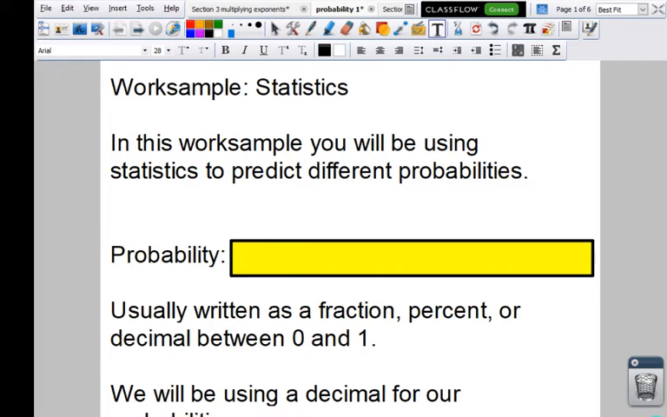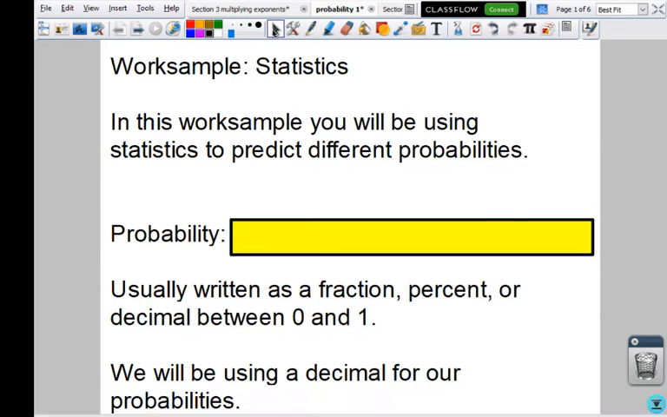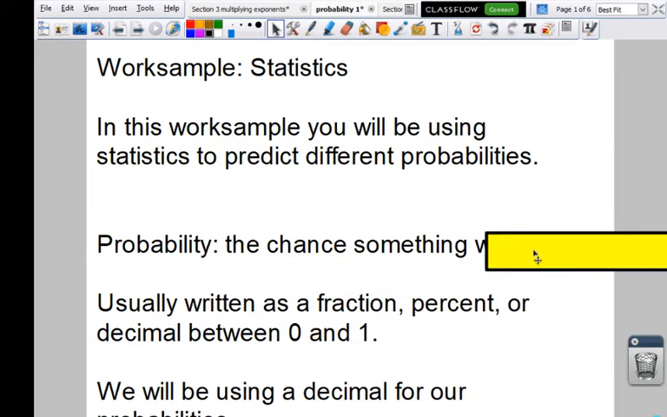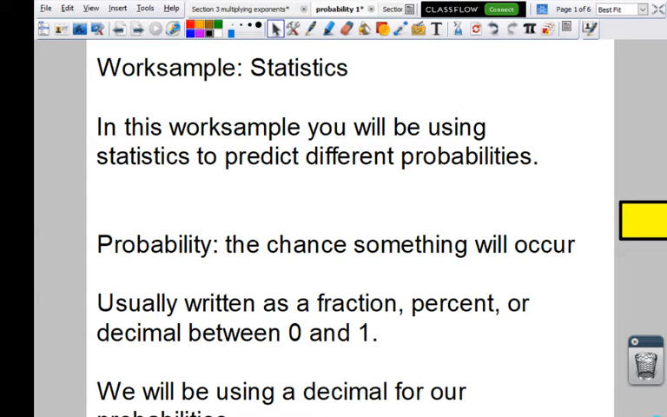So, we're doing this work sample on probability, which you guys have seen before, but we're going to define it. Probability is just the chance something will occur. If anybody ever says, what's the chance you're going to pass this class? Like, 50-50, that's a probability. No, 80. So usually probabilities, we write them as a fraction, a percent, or a decimal between 0 and 1.